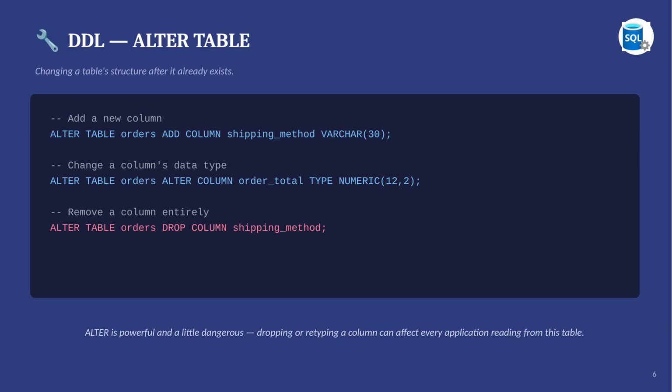Once a table exists, you'll eventually need to change it, and that's what alter table is for. You can add a new column, like a shipping method. You can change a column's data type, like widening order total to hold larger numbers. And you can remove a column entirely. Alter is powerful and a little dangerous. Dropping or retyping a column can affect every application currently reading from that table, so it's not something you run casually in a live system.